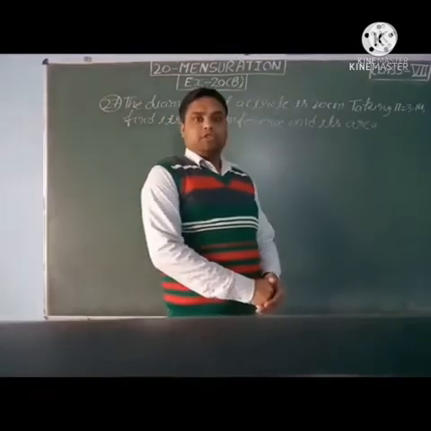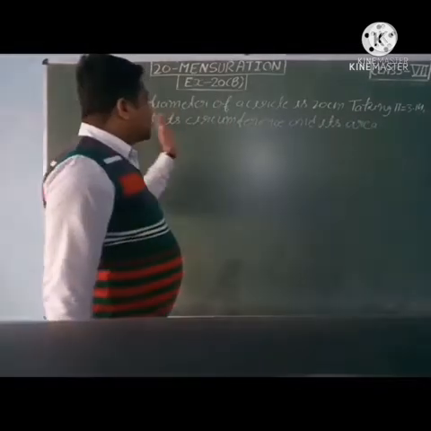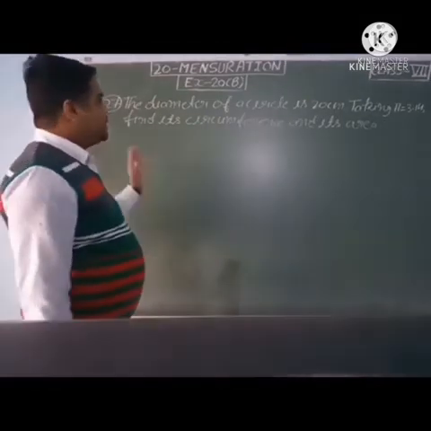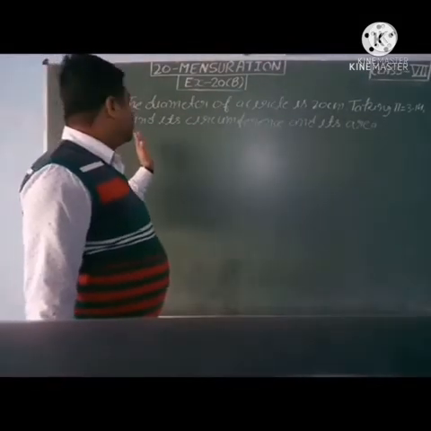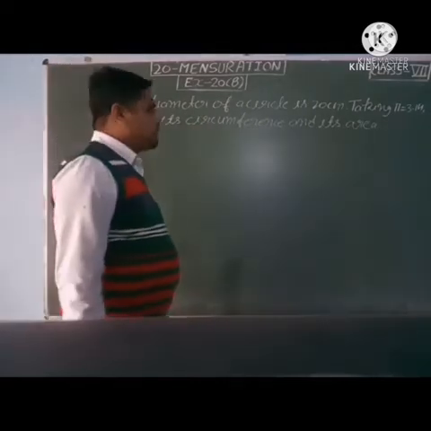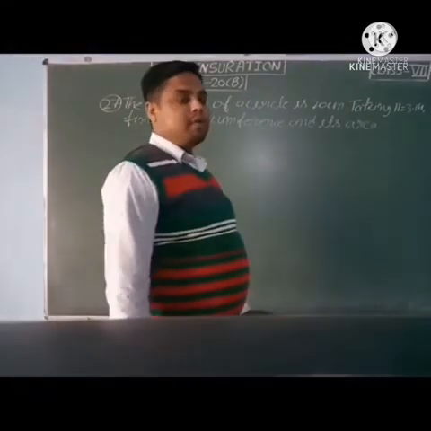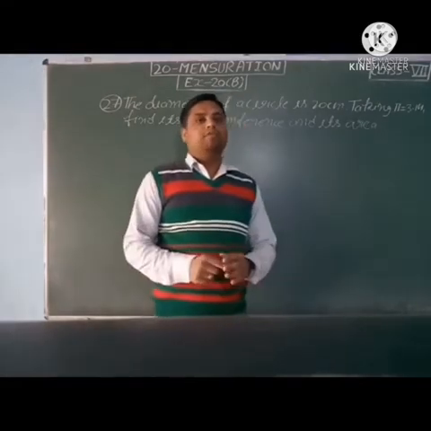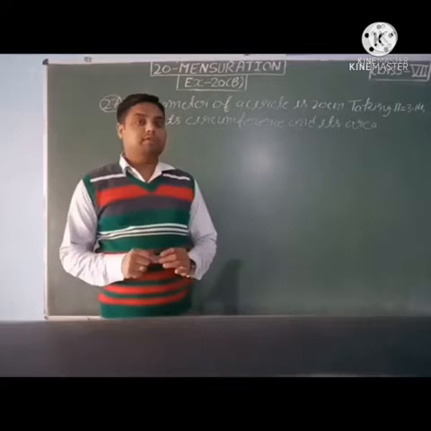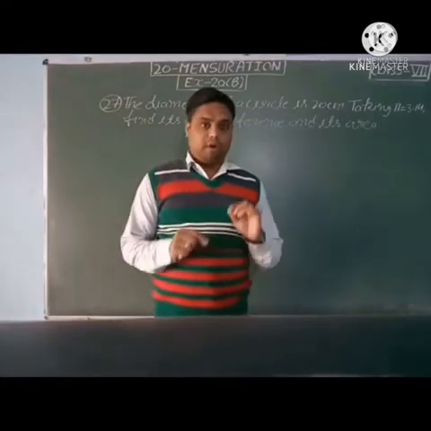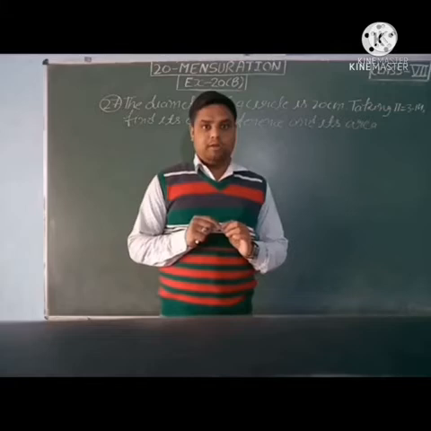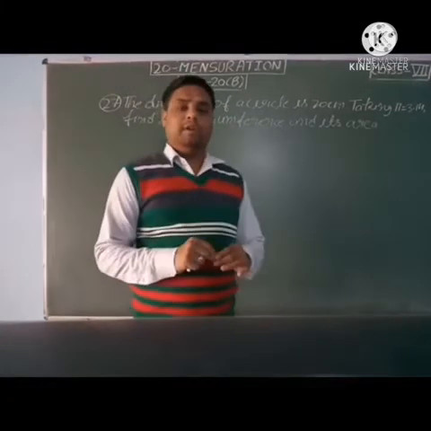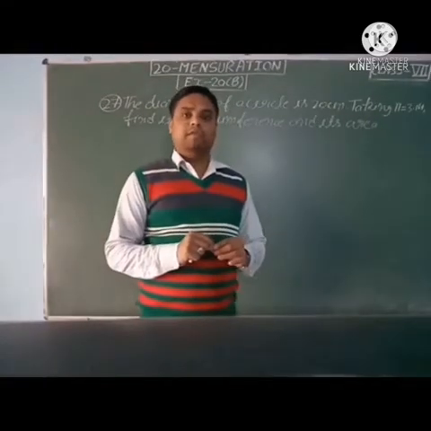Now students, question number 27. The diameter of a circle is 20 centimeter. Taking pi is equal to 3.14, find its circumference and its area. So students, the diameter of the circle is given. We have to find the circumference and area of the circle. The formula of circumference of a circle is 2 pi r. For this we must have the value of radius, but the diameter is given. So with the help of the diameter we can find the radius.